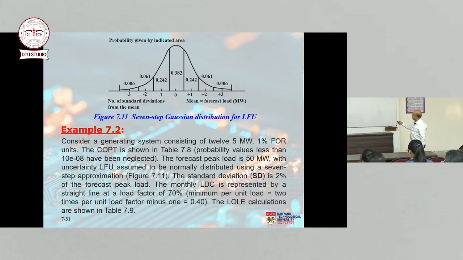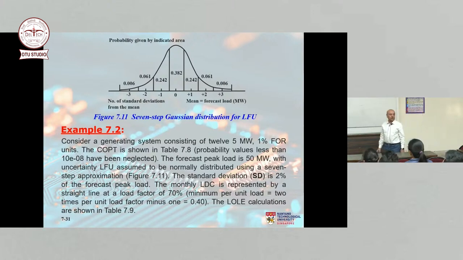The forecast peak load is 50. What's the installed capacity? 12 times 5, 60. The peak load is 50, with the load forecast uncertainty assumed to be normally distributed using a 7-step approximation.